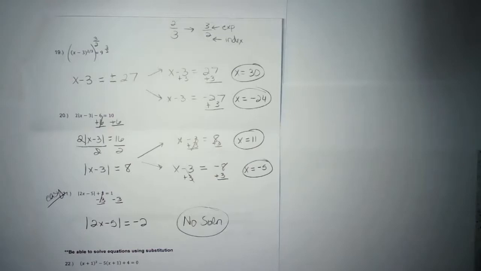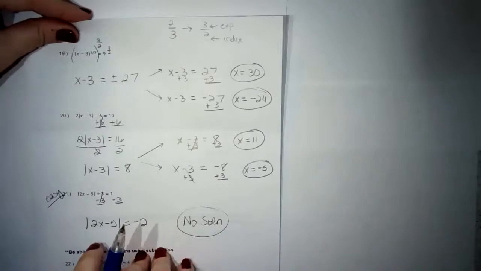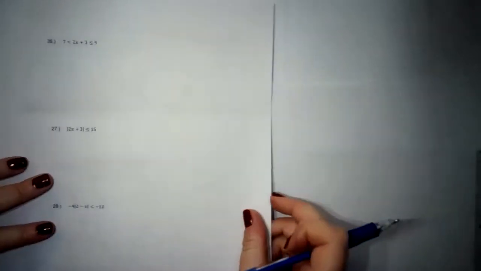Let's go on real quick to 26 and 28 because that's required on the test, and we're going to come back to the bonus. But let's do 26 and 28 while we're on a roll. Everybody okay with this? All right, let's do our inequalities real quick.